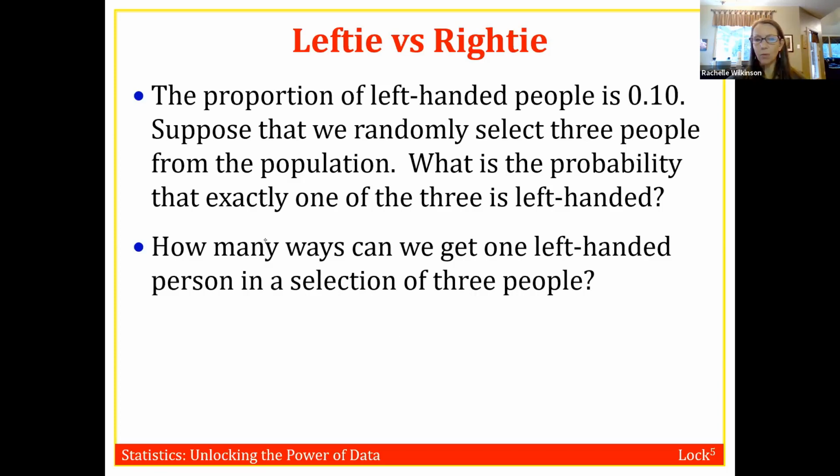So if you think, okay, I have 3 people that I'm looking at here. So 1, 2, 3. It could be that the first person is left-handed and the other 2 are right-handed. So I could get a lefty, righty, righty. Or I could get a right-handed person first, then the left-handed person, then the right-handed person. So I could be righty, lefty, righty. Or I could be righty, righty, lefty. So there's 3 ways that I can get 1 left-handed person in a selection of 3 people.